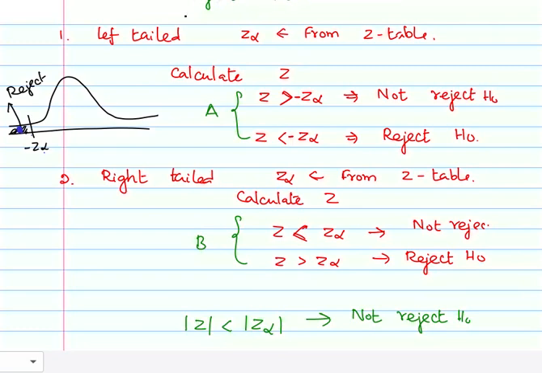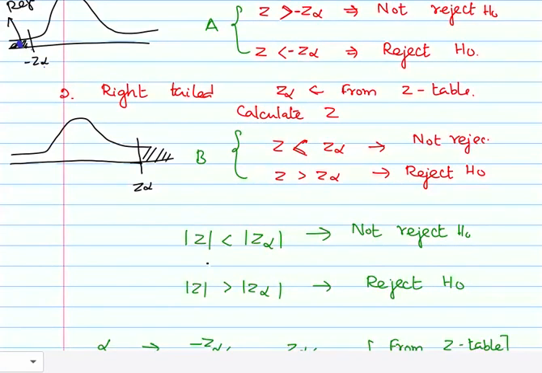Suppose it is a right tail test. You have the standard normal curve, and this is your rejected region, beyond z alpha. In this region you reject. For a both side test, you take the absolute value. If your calculated absolute value is less than the table z alpha, you do not reject. If z is greater than z alpha, you reject h naught.